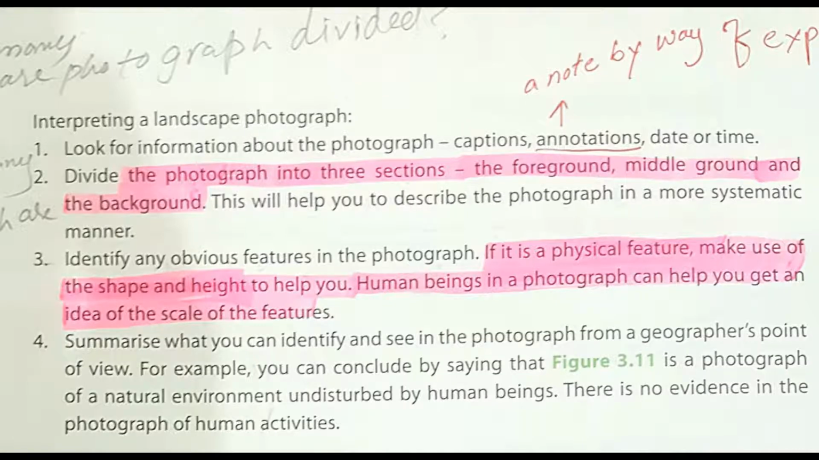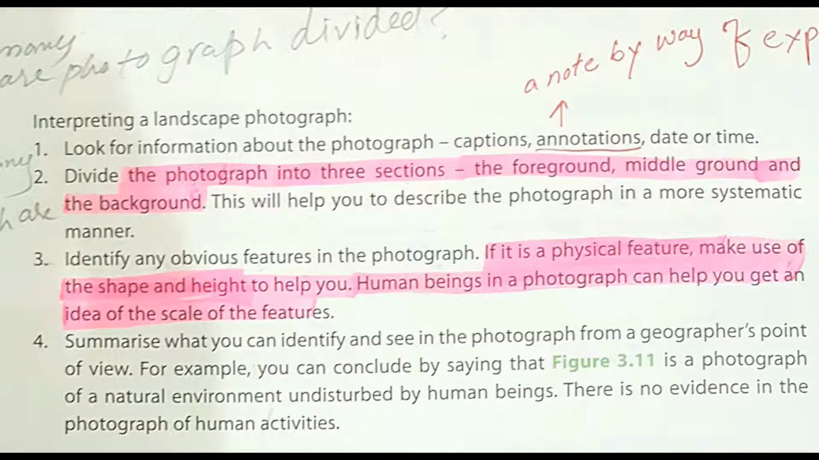2. Divide the photograph into 3 sections. You must divide the photograph into 3 sections: the foreground, middle ground and the background. So 3 sections are important for the photograph. This will help you to describe the photograph in a more systematic manner.